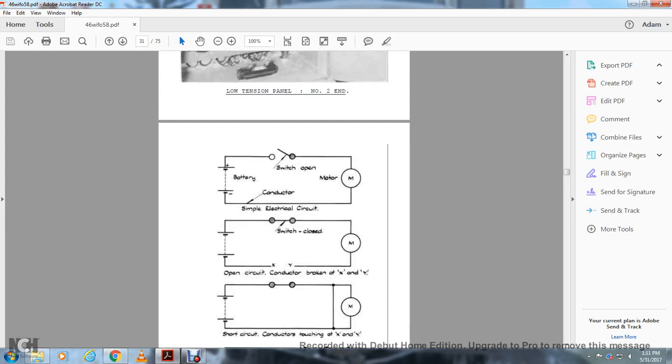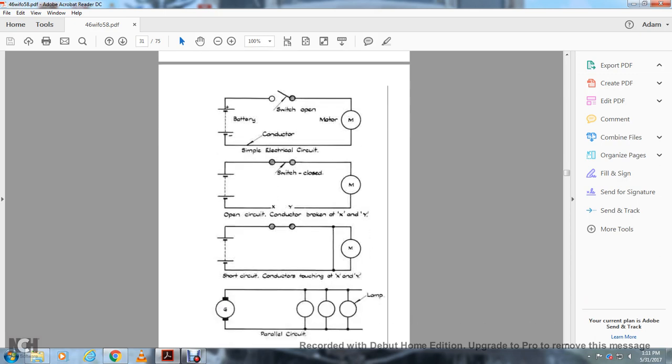Alright, this circuit shows the battery with an open switch, an open motor to the conductor, a simple electrical circuit. This shows the battery with the switch closed. Also, the motor open circuit, broken at the X and Y ends.